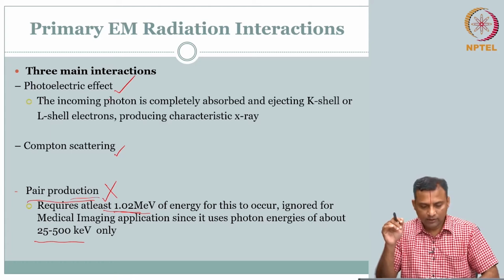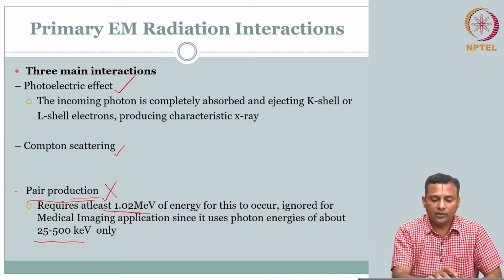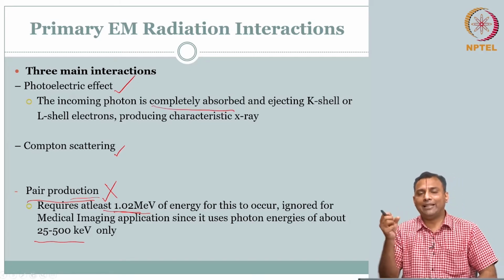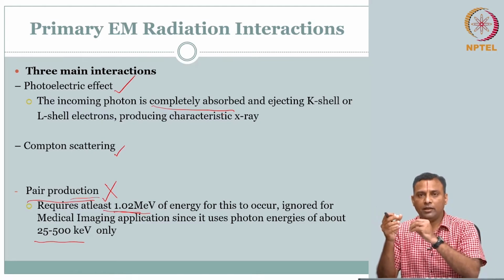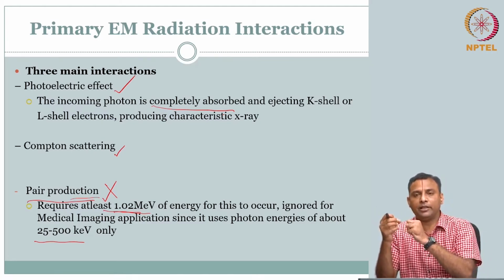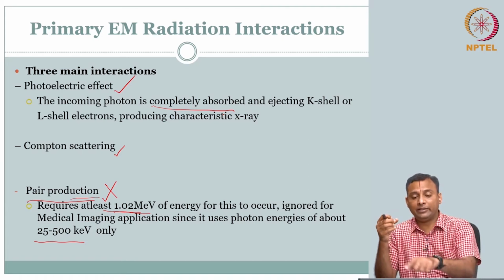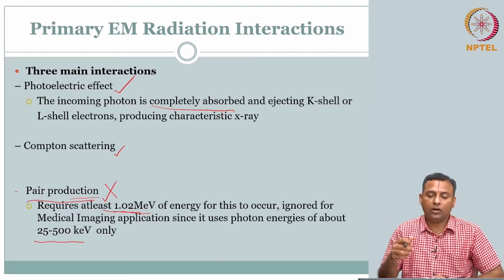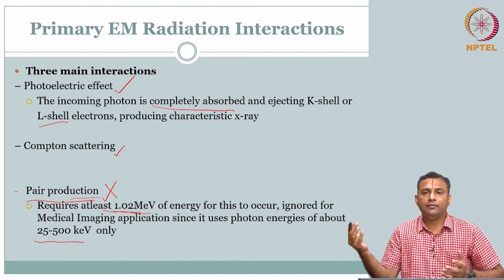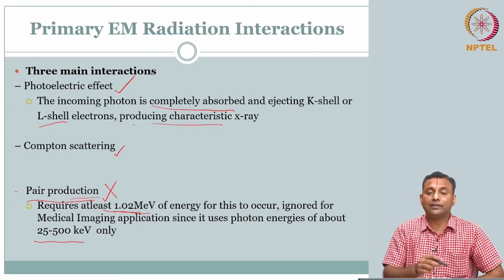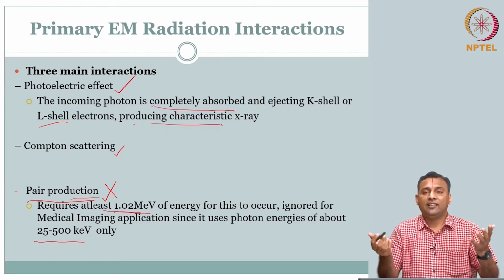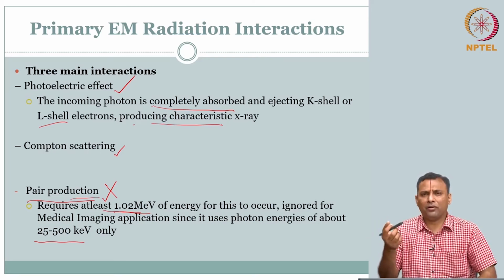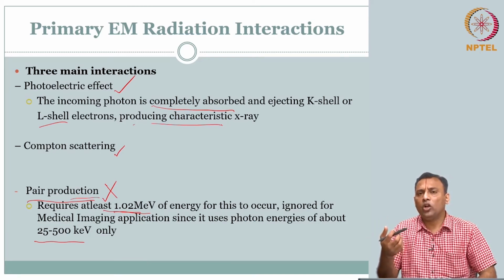Similar thing happens here. In the photoelectric effect, the incoming photon is completely absorbed by the atom. When the atom absorbs that energy, if it is greater than the binding energy, it will kick the K electron out, or even L, and then characteristic X-ray is produced. Again, that characteristic X-ray is also electromagnetic radiation. Obviously, you can guess that it is going to be of a lower energy.